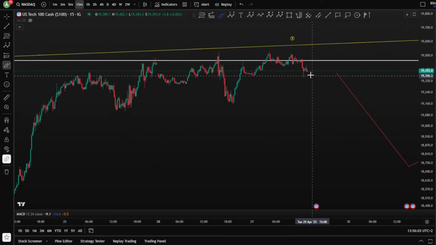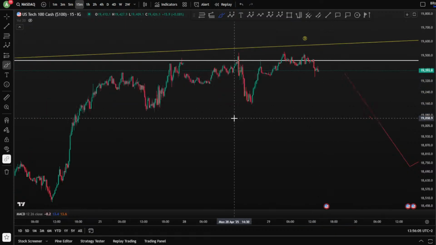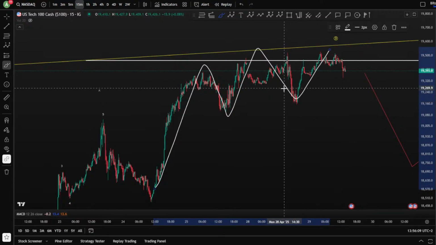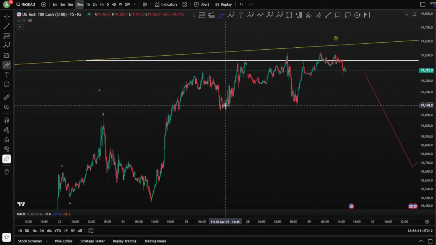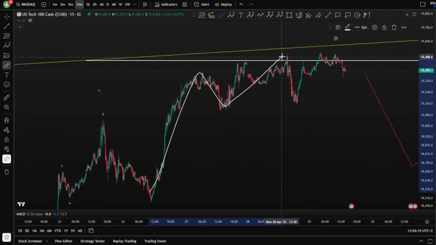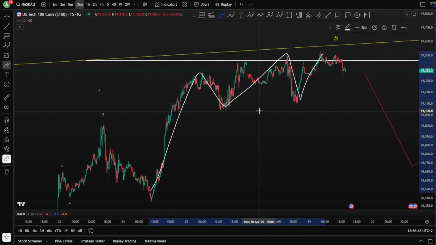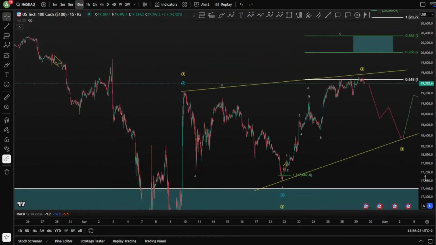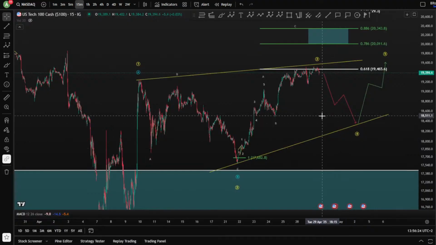If this doesn't happen and we move directly, simply you have to consider 1, 2, 3, 4, and a 5 finished already as an ending diagonal. This is your wave 3, by the way, A, B, and a C. So 1, 2, 3, 4, and a 5. Okay, and that can, of course, be a finished wave 3 and moving toward the downside.